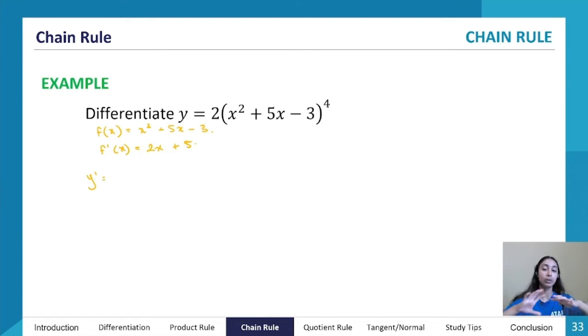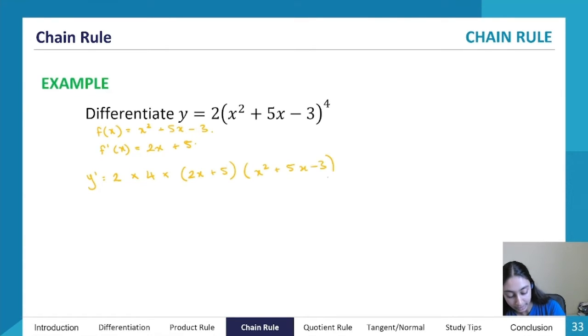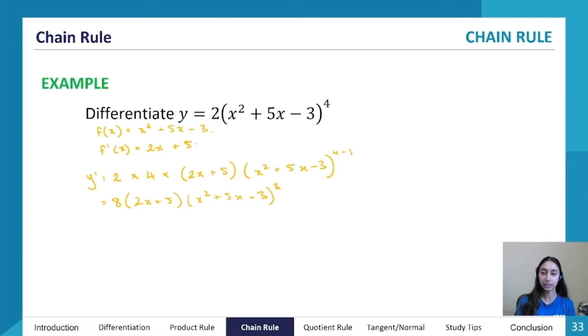So going back to our original rule, when I said that we have a constant times a function, the constant itself, the coefficient, isn't being timesed. So the 2, it just chills out the front. And we're going to times that by our n, so 4, times f dash of x, so 2x plus 5, times our f of x, so x squared plus 5x minus 3, all to the power of n minus 1, so 4 minus 1, which will be equal to 8, 2x plus 5, x squared plus 5x minus 3 to the power of 3. And that's my final answer.